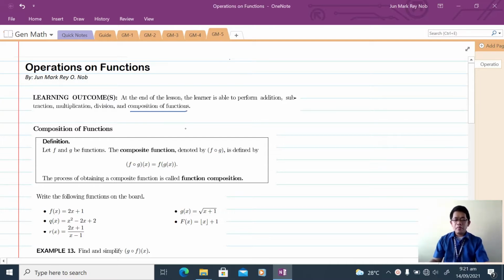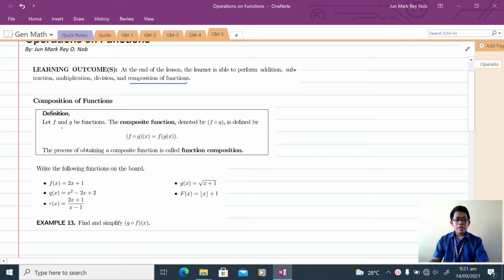Alright, so let's have the formal definition. Let f and g be functions. The composite function is defined as follows: the composition of f and g is simply equal to f of g of x. Meaning, we have to evaluate the function f at g of x, so we will only be doing evaluation of function. The process of obtaining a composite function is called function composition.